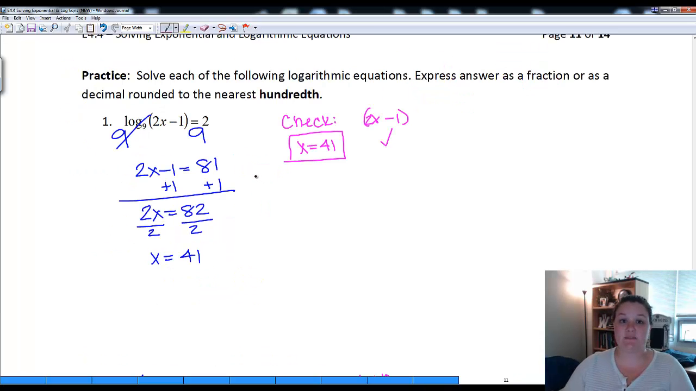All right, so on this first practice problem, we are going to go ahead and get rid of that log base 9 because we don't have a log base 9 on the other side that we could just drop. So we get rid of log base 9 by using exponential base 9 on both sides. So our 9 and our log base 9 cancel, leaving us with just 2x minus 1 on the left, and then 9 squared on the other side, which is 81. So once we move our 1 over and divide off the 2, we end up with 41. We check to make sure if we plug 41 back into our inside number over here, it remains positive, which it does. Okay. Let's look at the second one.